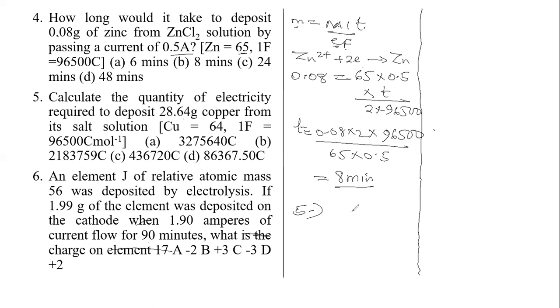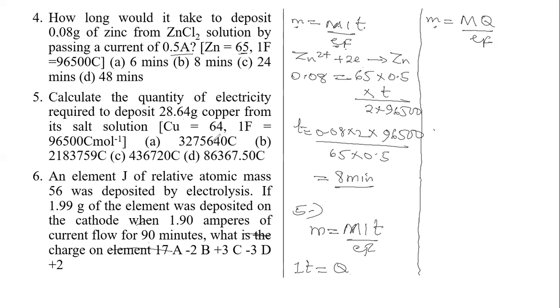So question number 5. Calculate the quantity of electricity required to deposit 28.64 gram of copper from its source. Okay, so question number 5, M equals MIT over EF. Now you will need to know that this IT is the quantity of electricity. So I can write this formula as M equals MQ over EF.